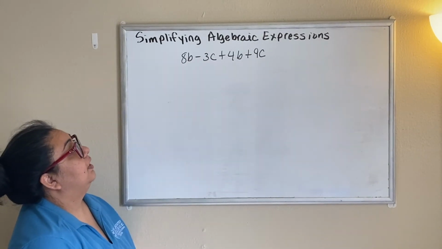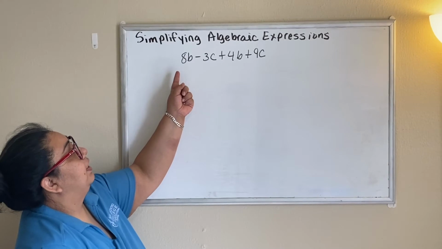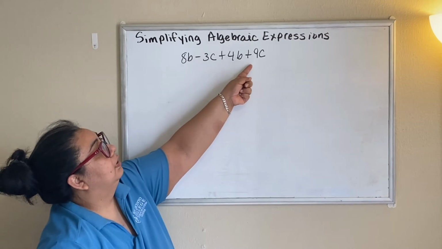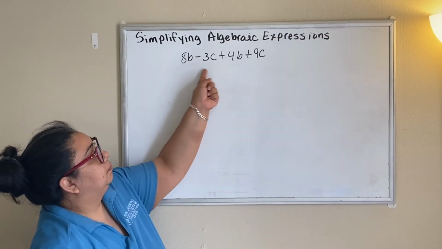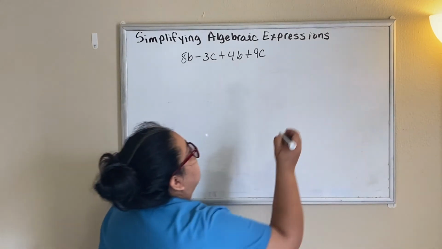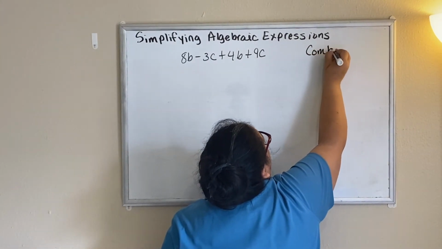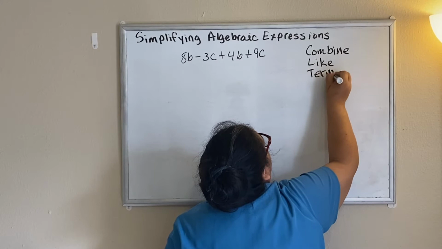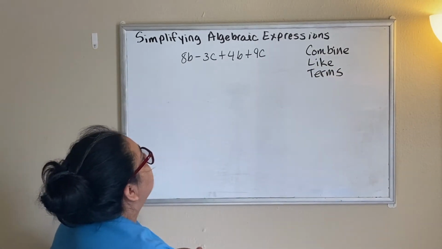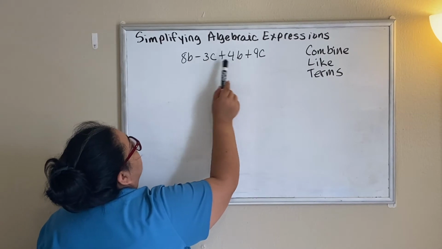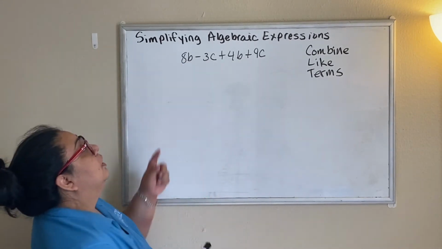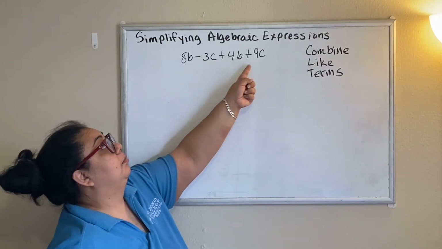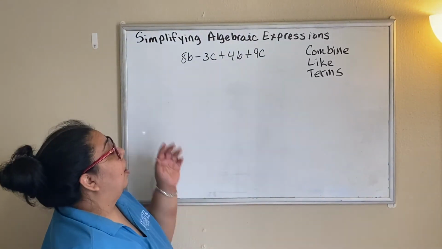Okay, so now we're going to take a look at example 1. Example 1 for simplifying algebraic expressions is 8b - 3c + 4b + 9c. When you have an expression like this, what you want to do is combine like terms. A term is any of these little mini expressions separated by a plus or minus. So 8b is a term, 3c is a term, 4b is a term, and 9c is a term. So all of those are terms.